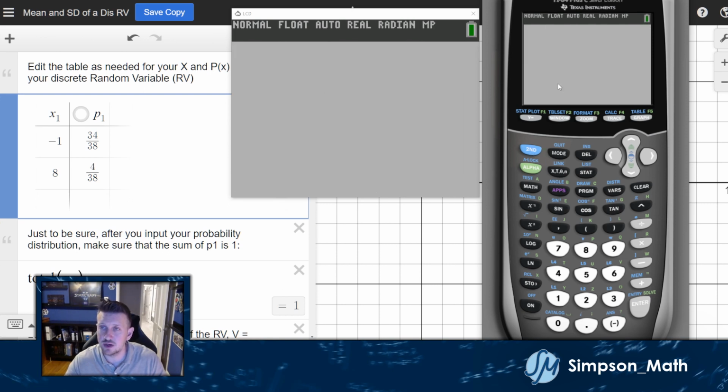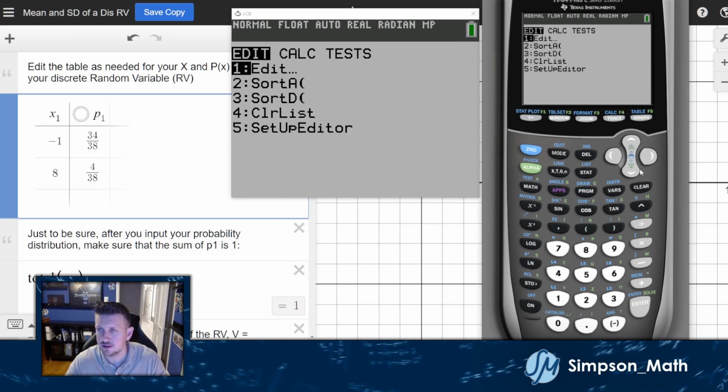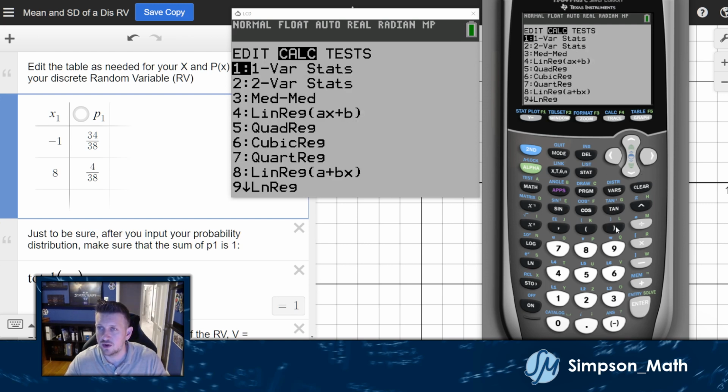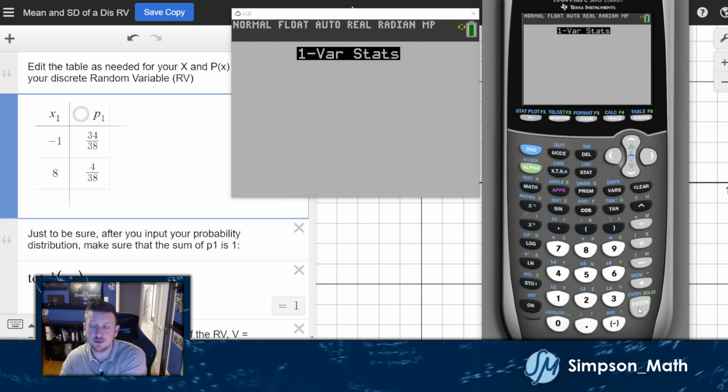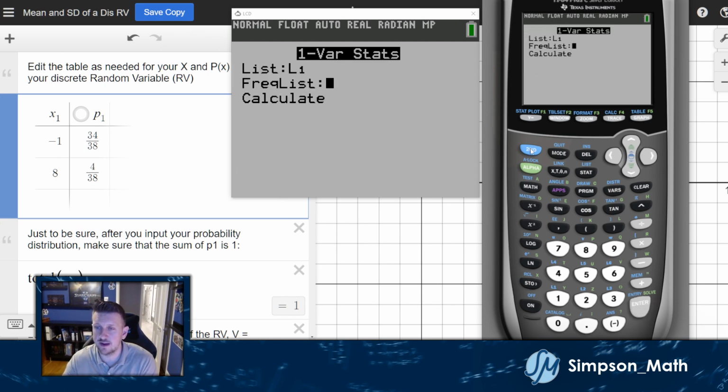Press second mode to quit. Now we're just going to run one var stats. So stat, calculate, one var statistics. I know we have two columns, but that second column we actually do as a frequency list. So here's my L1, then my L2 is my frequency list.